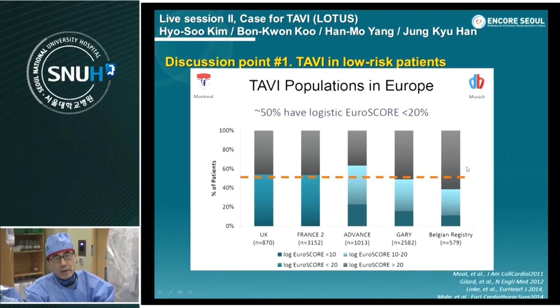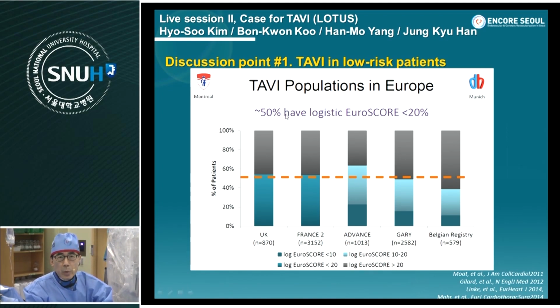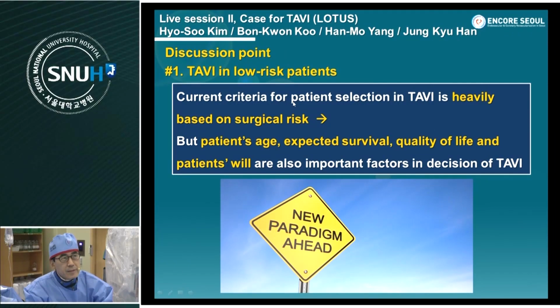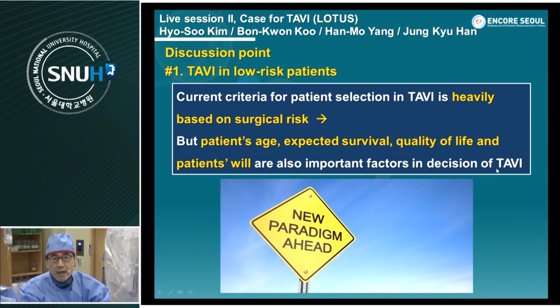Actually, in the current status in the European market, about half of the patients are low or intermediate surgical risk. Thus, my thought is that the current criteria for patient selection for TAVI are heavily based on surgical risk. But surgical risk is no longer the guidance. Patient age, expected survival, quality of life, and patient will are very important factors for us to decide on TAVI.